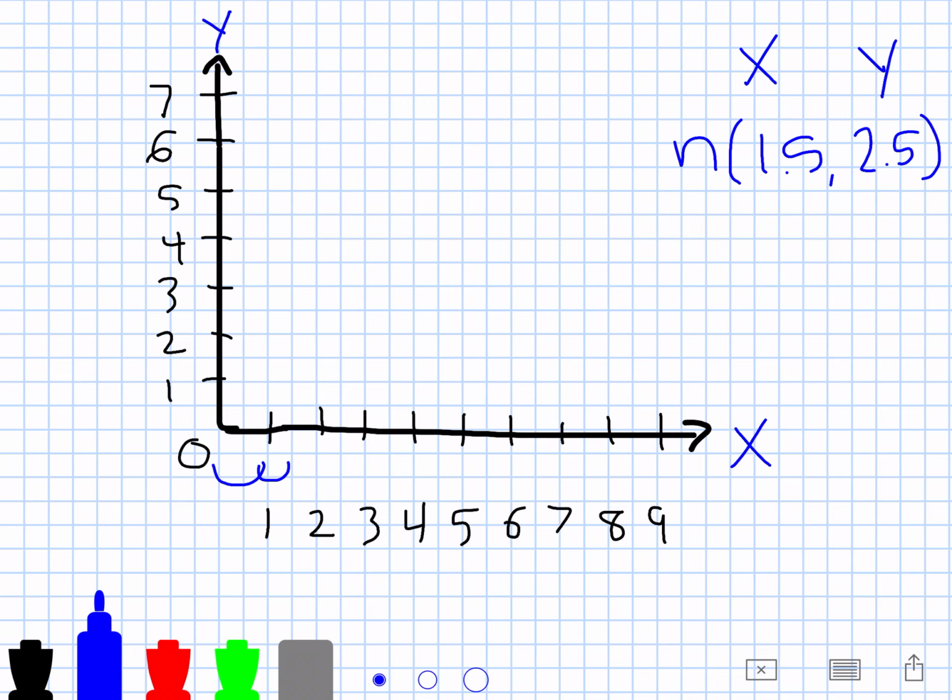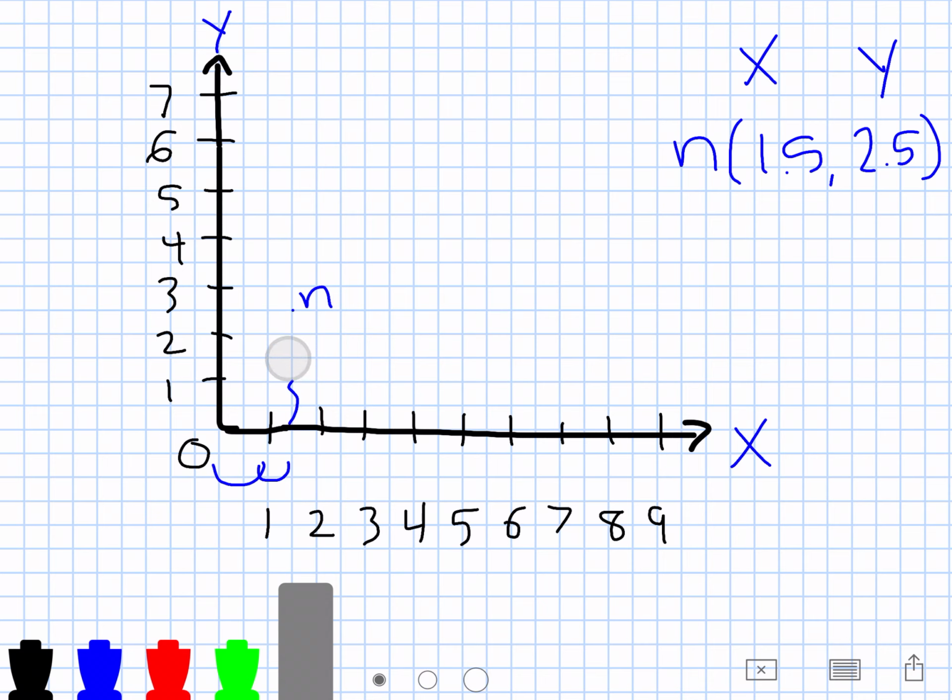Now I'm going to count 2.5 units up because our y-coordinate is 2.5. So I'm going to start right there on the x-axis and count 2.5 units up. 1, 2, and then one more half unit right there. And I'm going to plot that point and label it N.